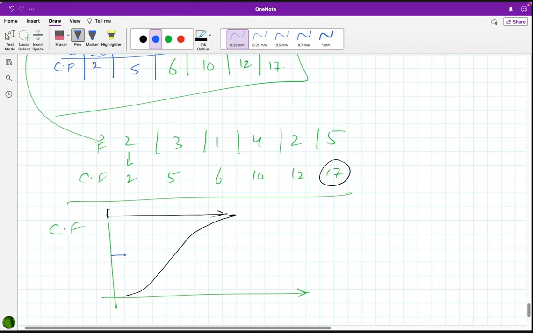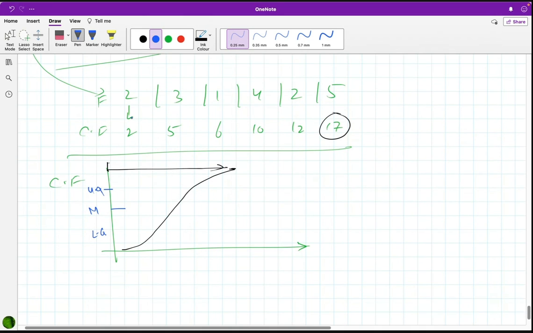And then we have median, upper quartile, and lower quartile, and they are on the x-axis. They are also labeled as Q1, Q2, Q3. Are you familiar with Q1, 2, 3? Q1 is the lower quartile at 25%. So this is lower quartile. At 75%, this is upper quartile.